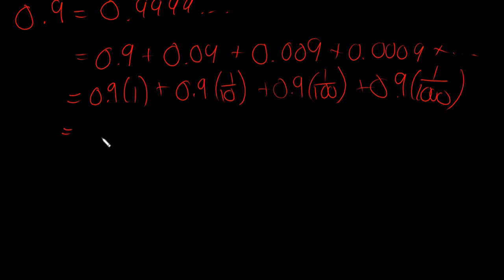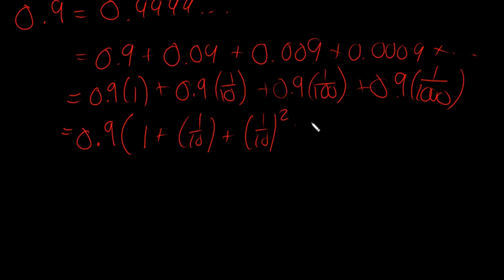Because I can factor out the 0.9, and I'm left with 0.9 times, now here's what I'm going to do. I'll leave the first term as 1. 1 plus 1/10 plus 1/10 squared plus 1/10 cubed ad infinitum. And now you see the geometric series here.